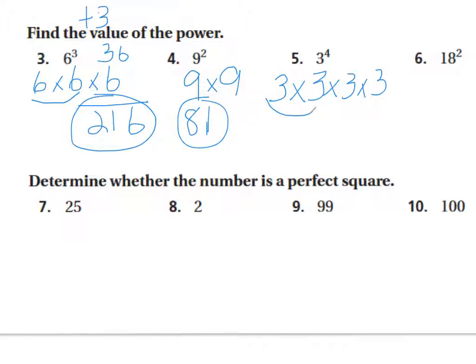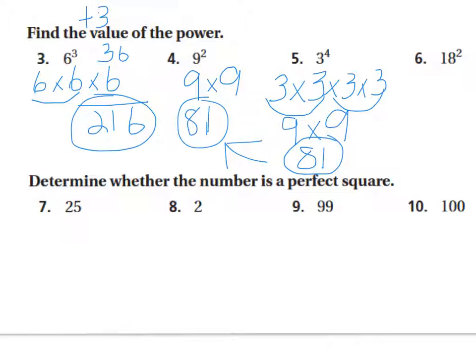Grouping my first two factors, 3 times 3 is 9. Carrying that multiplication down, and another 3 times 3 is 9. And I'm back to the basic fact of 9 times 9, which is 81. This should look familiar since we just got that same answer in question 4, which tells us that 9 squared and 3 to the 4th power both equal 81.